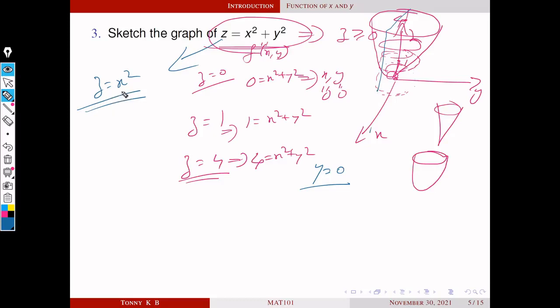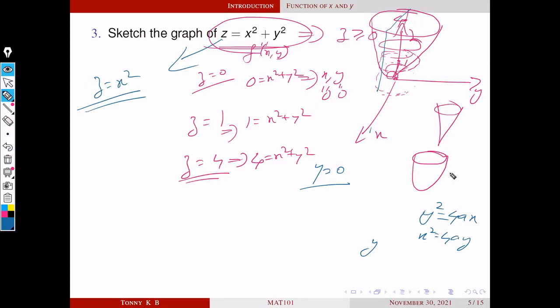Is it a parabola? Because we know that a parabola in the xy plane is y square equal to 4ax or x square equal to 4ay. Both are the representation of a parabola in the xy plane. So this is almost like that: z is equal to x square. The only difference is this is on the xz plane. So this cross section is a parabola.